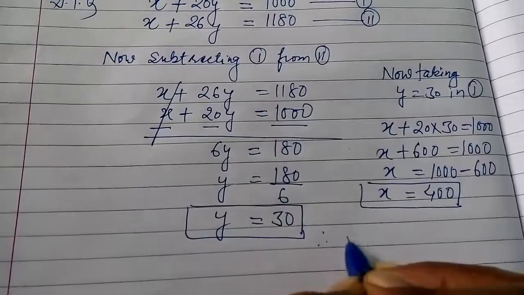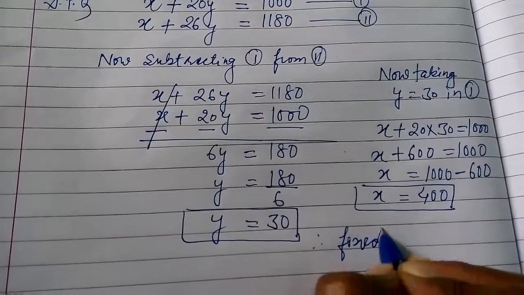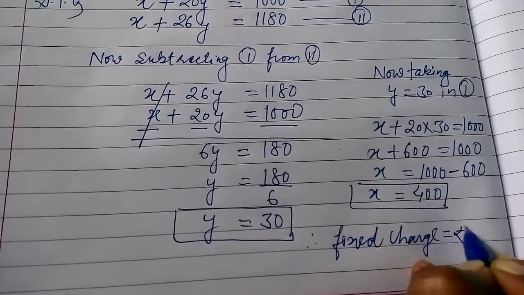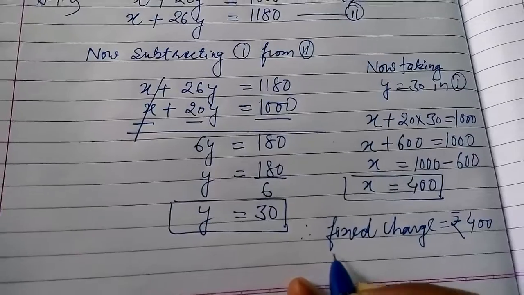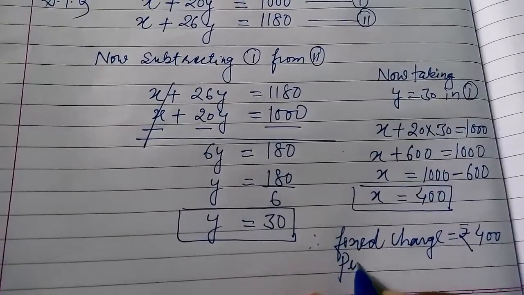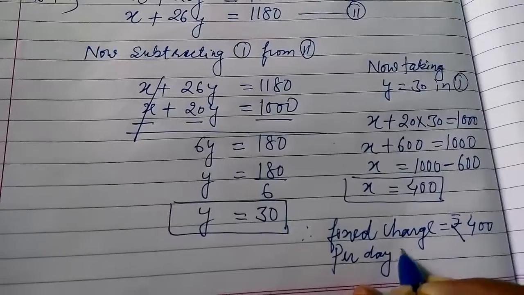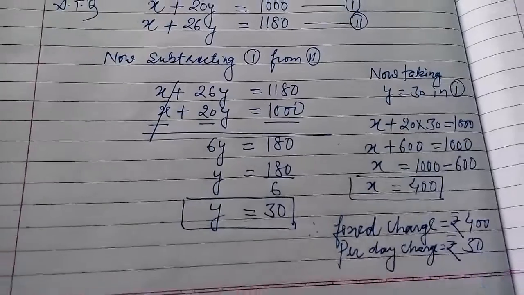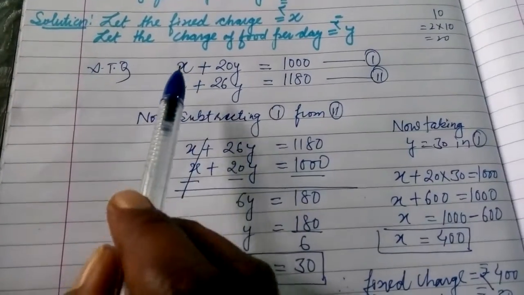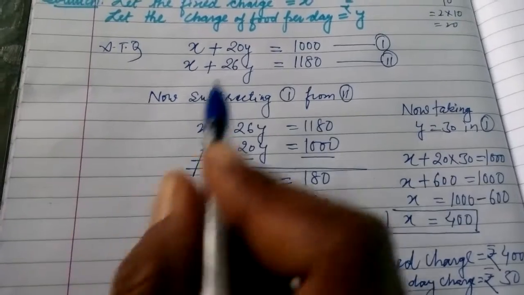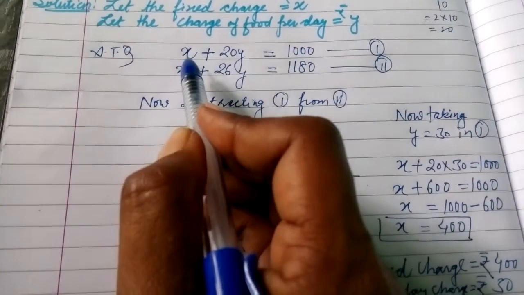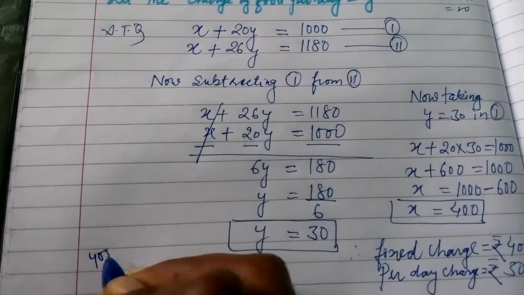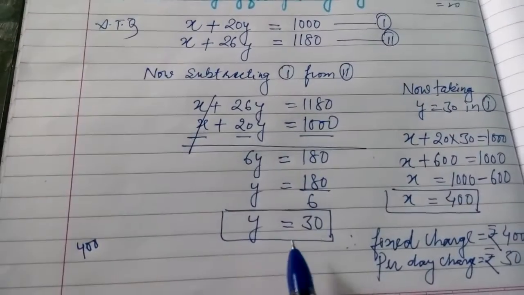Therefore, the fixed charge is rupees 400, and the per day charge is equal to rupees 30. Now let us verify this. Fixed charge is 400, and the total should be 1000. So the fixed charge is 400, so I am writing 400 here. You can see that the fixed charge is 400, and 20 into y, I am getting 30.